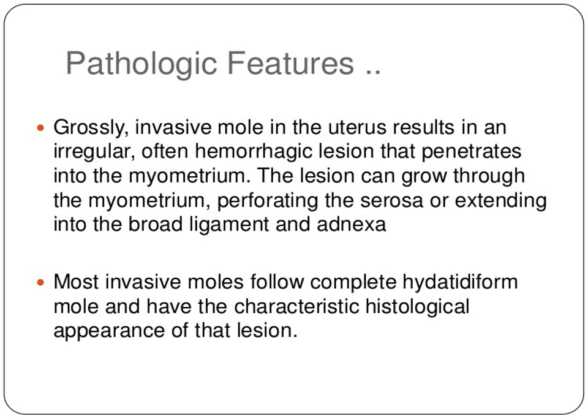Pathological features. Grossly, invasive mole in the uterus presents as irregular hemorrhagic masses that penetrate the myometrium, and it grows through the myometrium. It can perforate the serosa and broad ligaments and adnexa, while most of the invasive moles follow complete moles and have the characteristic histologic features of that lesion also.